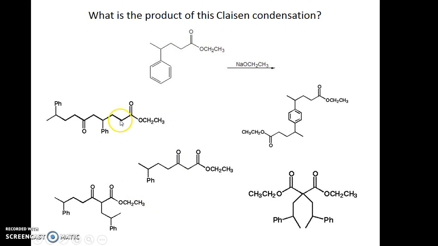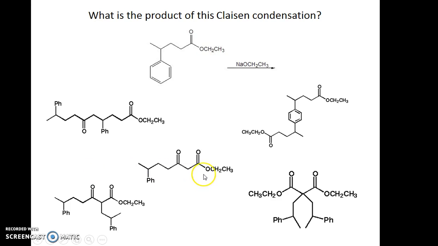Okay. There's nothing tacked onto the alpha carbon here. There is something tacked onto the alpha carbon here. Let's look and see if it's the right compound. Well, look, there's a carbonyl, and then 1, 2, and then the phenyl group. This looks like a likely product.